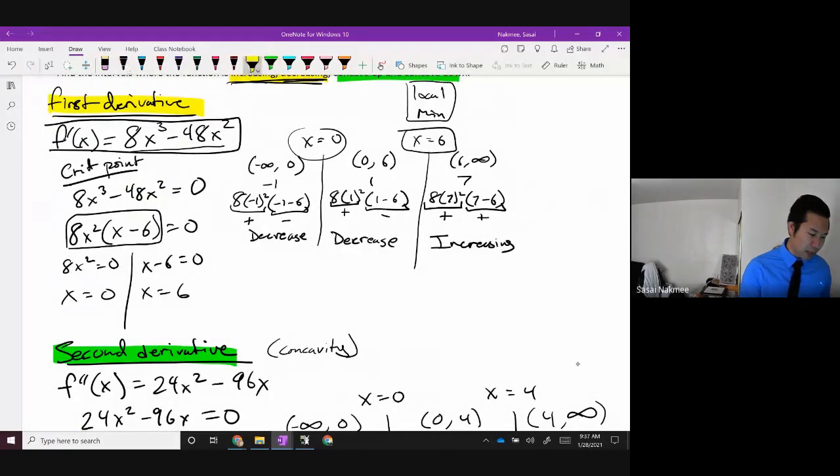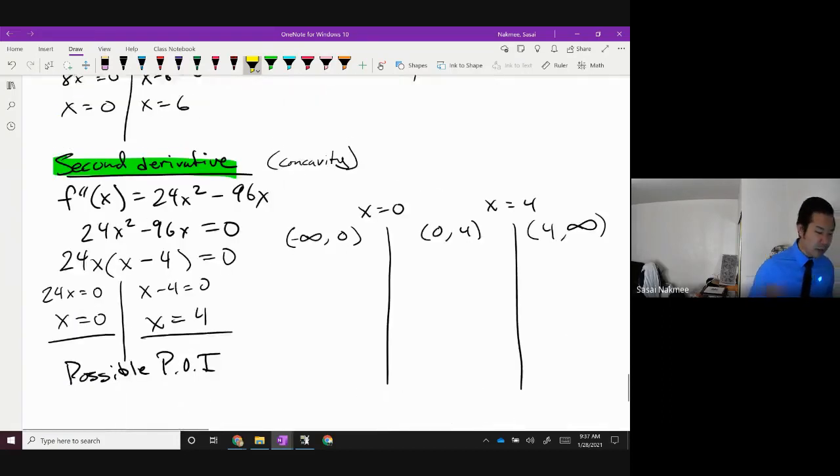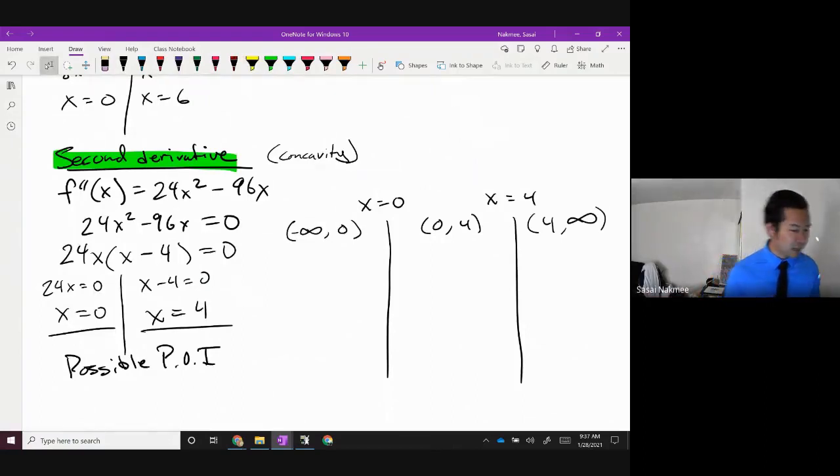So in this particular case, I had picked -1 because that's between negative infinity and 0. I picked 1 from 0 to 6, and then we picked 7 from 6 to infinity. And I took those numbers and plugged them into the first derivative. Down here, I'm going to do the same thing, but I'm going to be plugging them into the second derivative.